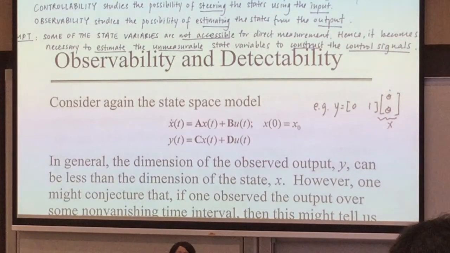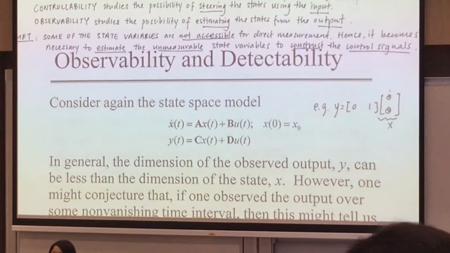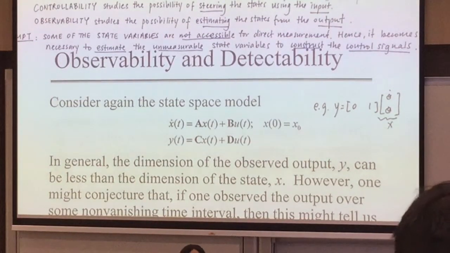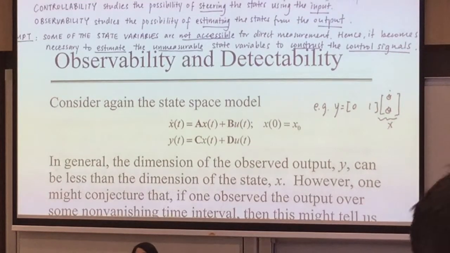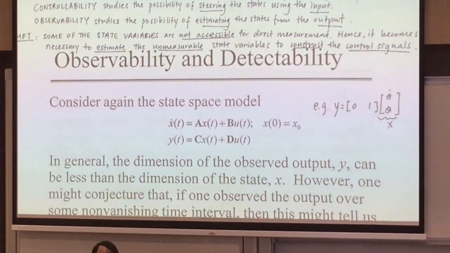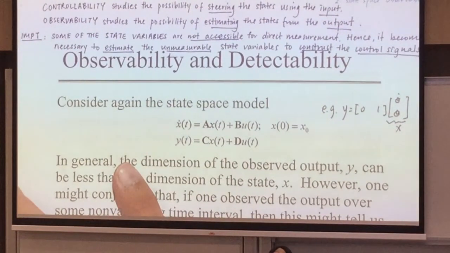Controllability studies the possibility of steering the states to the origin in a finite time interval using input U. Observability studies the possibility of estimating the states X from the output Y. Why do you need to do that? Why is it important?